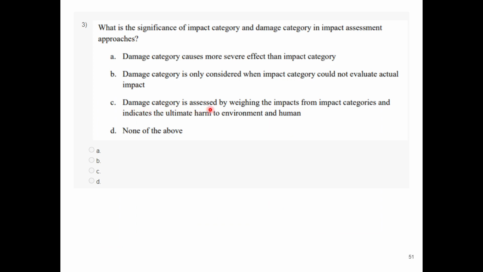That is, damage category is assessed by weighing the impacts from impact categories and indicates the ultimate harm to environment and human. Okay, so C is the correct option. So as you can see, C, damage category is assessed by weighing the impacts from impact categories and indicates the ultimate harm to environment and human, is the correct option.